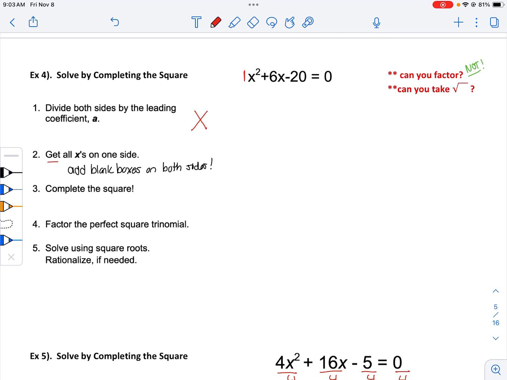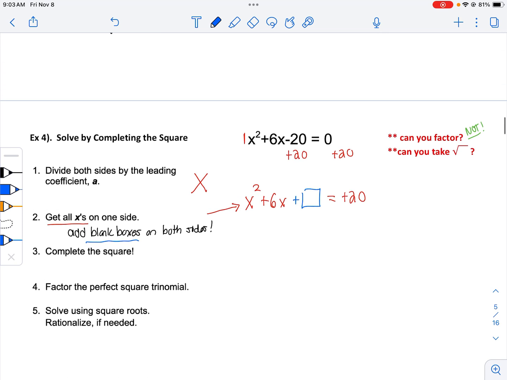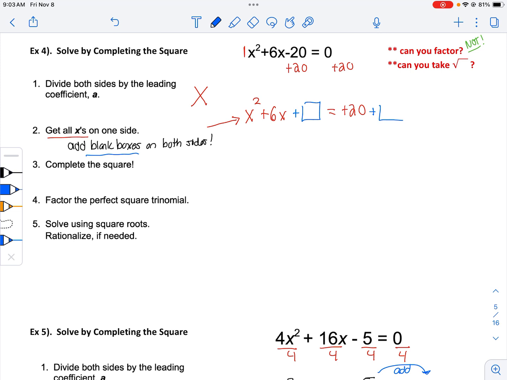The second step is get all your x's on the same side, okay? So I'm going to show that step right here. That means I'm going to keep my x squared and my 6x on one side, but I'm going to have to move this 20 to the other side, and I move it to the other side by doing the opposite. I add it. This is also the place where I say right away, add in blank boxes on both sides, because we are now going to fill in these blank boxes.